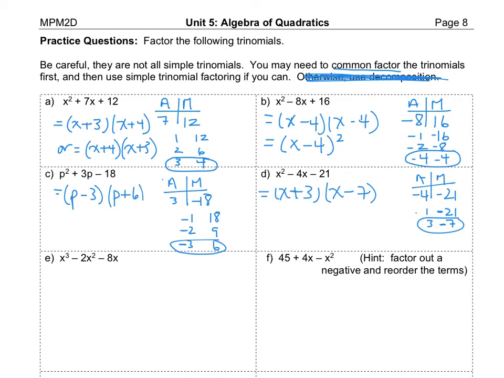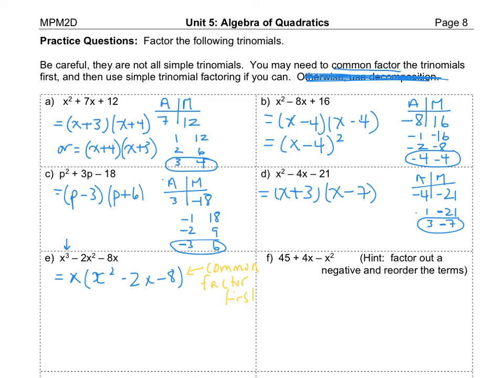All right, the next one is not quite the simple trinomial because it doesn't have an x squared here. It's actually an x cubed, but you should notice that every term has an x in common. So we're going to common factor first. We're going to common factor the x out of every term, minus 2x and a minus 8. So we're common factoring first. Always, always, always common factor first if you can.